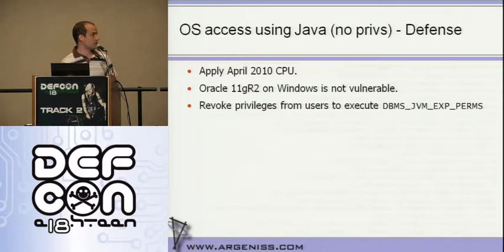So to defend from this attack, the one that doesn't use any privileges, we should apply the April 2010 CPU that fixes the Java vulnerabilities that allow to grant the Java permissions, even if we don't have the Java admin role granted. Or we could revoke the privileges from this DBMS JVM experms package that is the one that is used to grant the Java privileges.